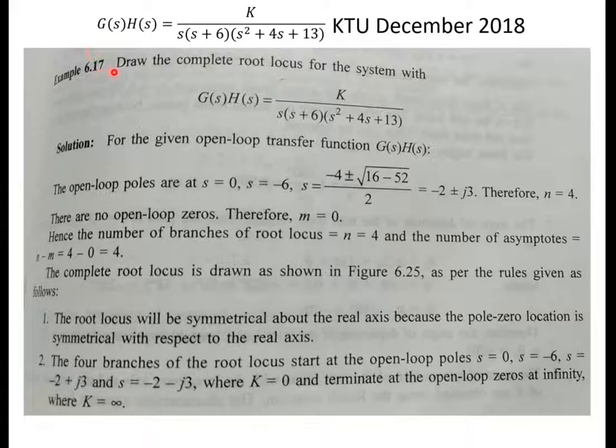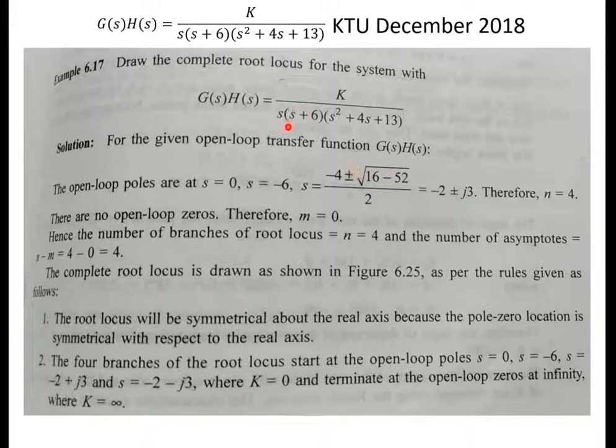This you see, example 6.17. Draw the complete root locus for the system with GSH equal to K over S into S plus 6 into S square plus 4S plus 13. So the same question is asked. Okay. So you have to draw, starting with the initial rules.